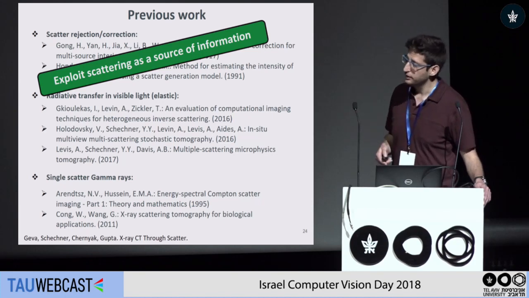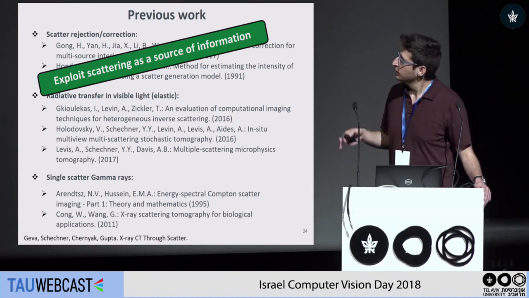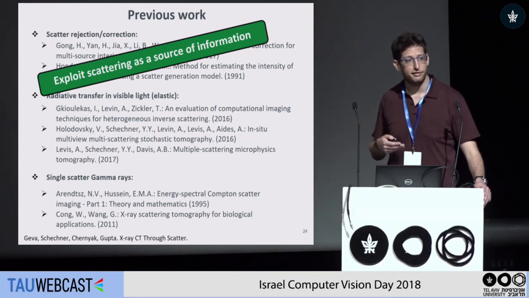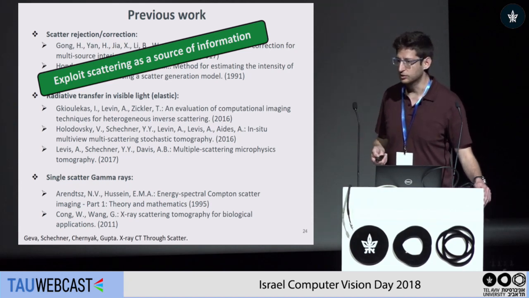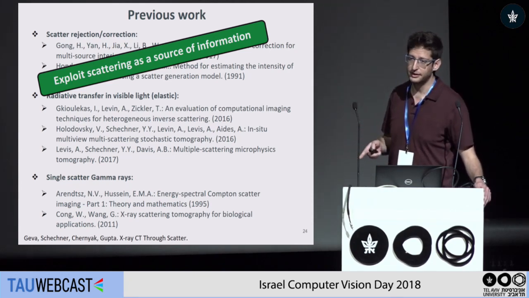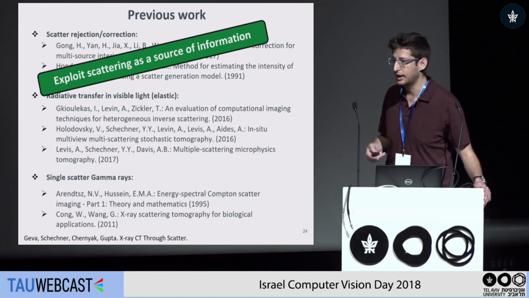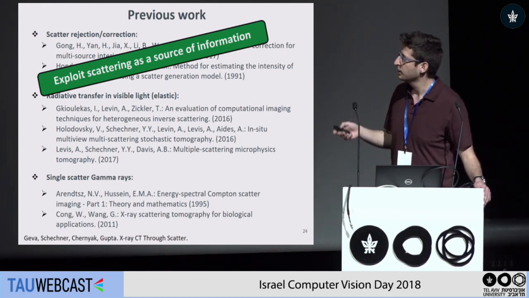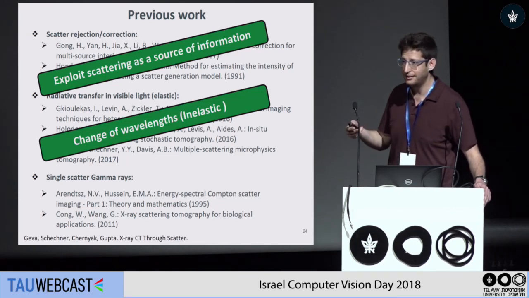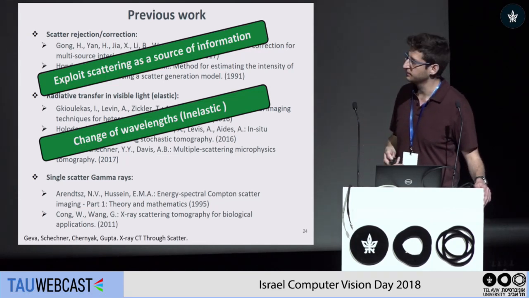Regarding prior art, most deal with scatter as a nuisance, trying to reject it or avoid it. We exploit scattering as a source of information. There are scattering tomographies in visible light, say to recover clouds. However, their scattering is elastic, and I will explain what elastic means in a second. We deal with X-rays, where both elastic and inelastic scattering exist.